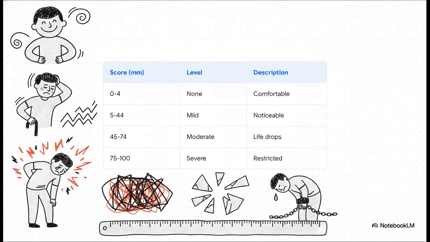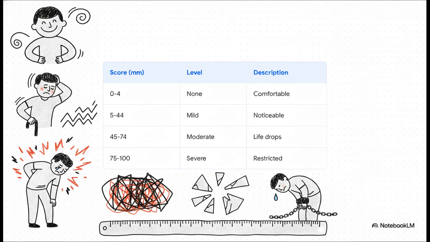I highly urge everyone viewing this explainer to commit these exact millimeter brackets to memory. This is your ultimate cheat sheet for pain severity. 0 to 4 millimeters means no pain. The patient is comfortable. 5 to 44 millimeters is mild pain. It's noticeable, sure, but the patient can still go about their day.